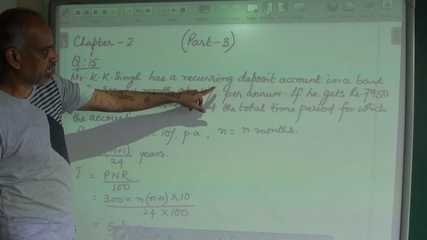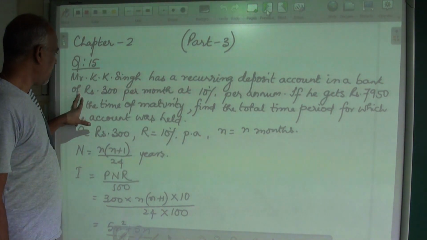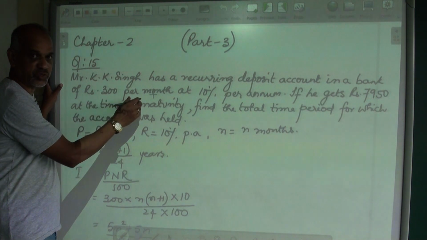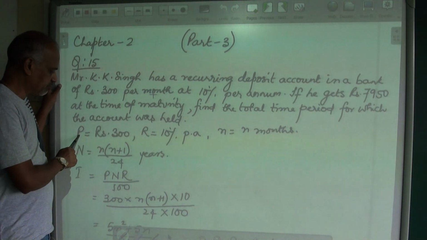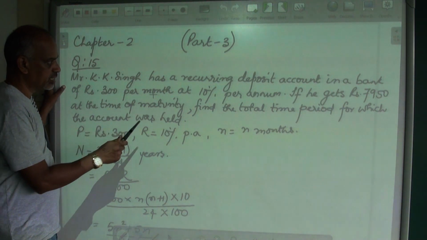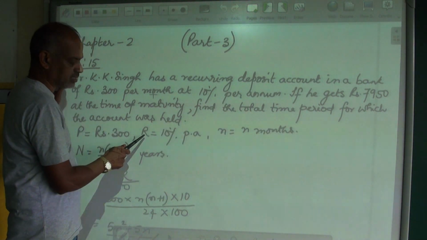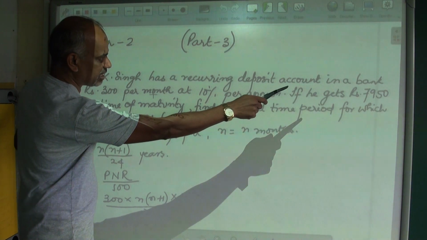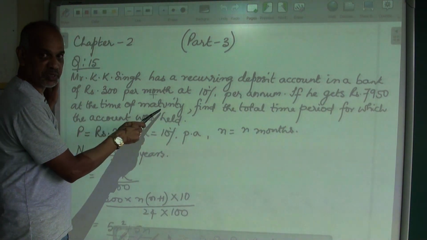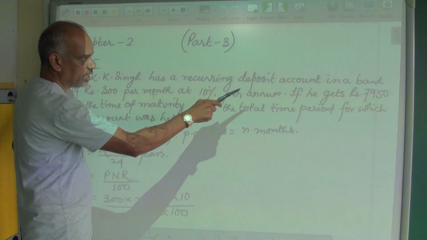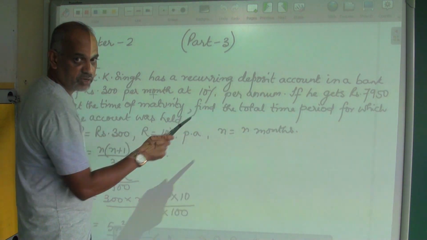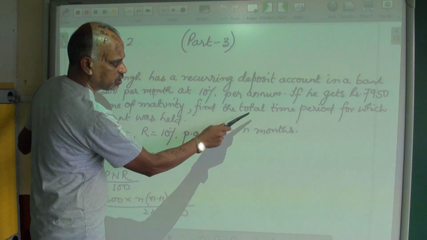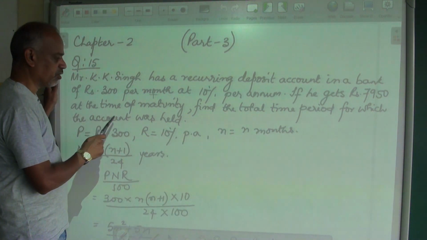It says Mr. K.K. Singh has a recurring deposit account in a bank of rupees 300 per month. This is the first thing that you know. Rupees 300 per month is the principal. At 10% per annum, that's the rate. And if he gets rupees 7950 at the time of maturity, that's the maturity value.